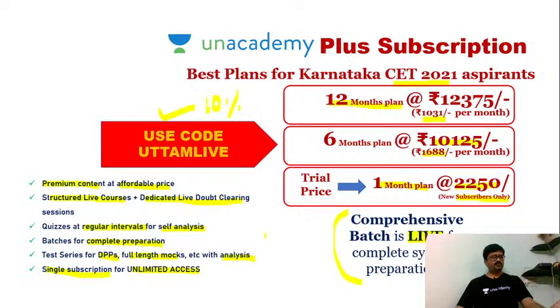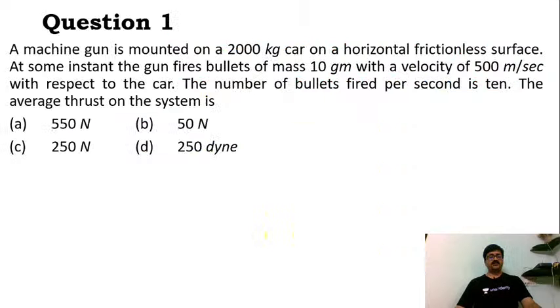Now let me just progress with the session. First question. A machine gun is mounted on a 2000 kg car on a horizontal frictionless surface. At some instant, the gun fires bullets of mass 10 gram with a velocity of 500 meter per second with respect to the car. The number of bullets fired per second is 10. The average thrust on the system is, okay, so here they have given you the number of bullets fired per second. That means they are talking about the rate of discharge of mass.